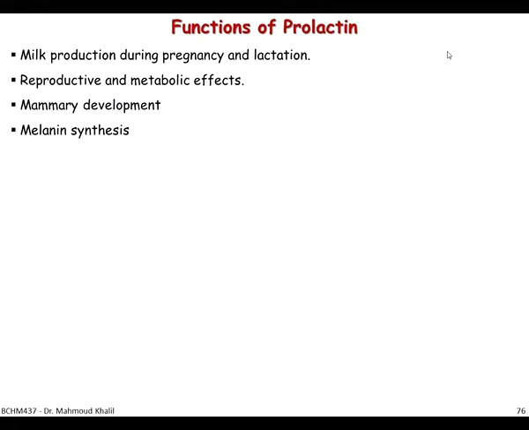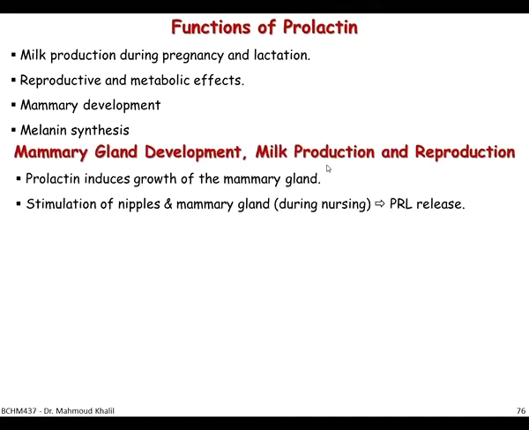So let's see here the main functions of the prolactin. Of course, the milk production during pregnancy and lactation, reproductive and metabolic effects, mammary development, melanin synthesis. So the mammary gland development and the milk production and the reproduction are among the major functions of the prolactin. So prolactin induces the growth of mammary gland. As well, it stimulates the nipples and the mammary gland during nursing to release more prolactin.